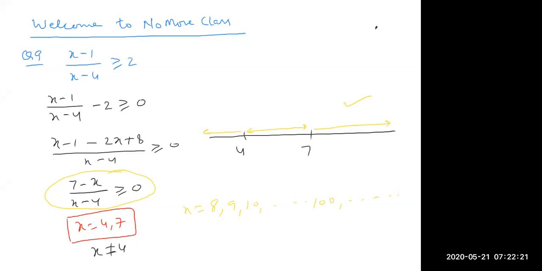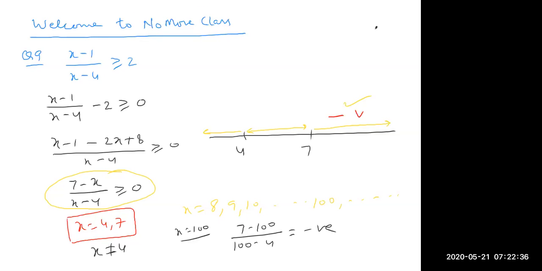Suppose you are selecting 100. Suppose x equal to 100. Then what will happen? 7 minus 100 upon 100 minus 4. It is still negative. So every time this will be negative here. That is the main reason.